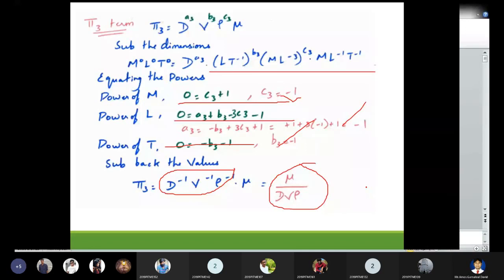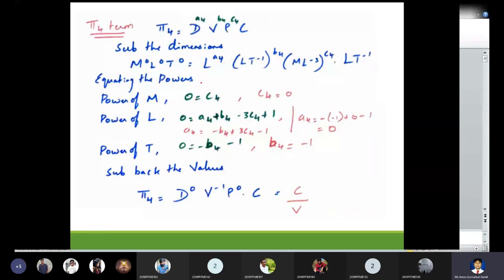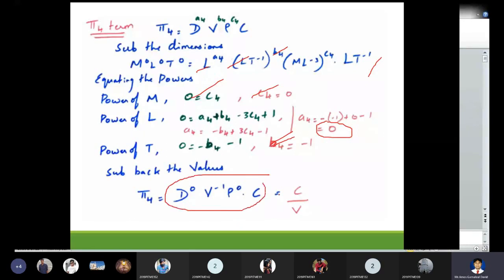Similarly, pi 4. Substituting into the equation, the power of m is 0, power of l is 0, sorry, power of t is minus 1. If I substitute c4 and b4 in L, I'm getting a4 as 0. If I substitute back all the powers in the equation, I'll get my final term as c by v. You can just have a look at it.